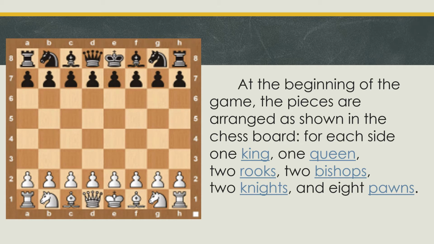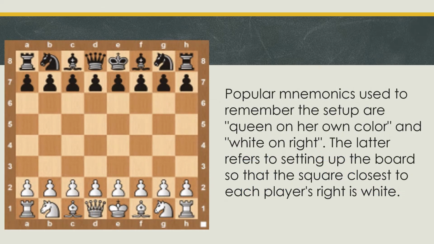Remember, at the beginning of the game, the pieces are arranged as shown in the chessboard. For each side, 1 king, 1 queen, 2 rooks, 2 bishops, 2 knights, and 8 pawns. Popular mnemonics used to remember the setup are "queen on her own color" and "white on right." The latter refers to setting up the board so that the square closest to its player's right is white.